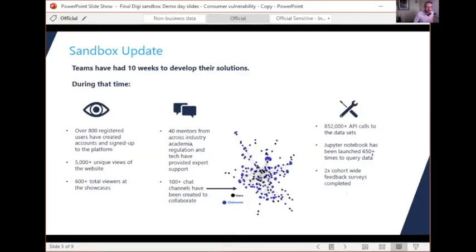Next slide, please. So what's been happening? Teams have had about 10 weeks to develop their solution. And I do note those 10 weeks were also over Christmas and the New Year period. So maybe 10 weeks is a slightly generous description of how long they've had.